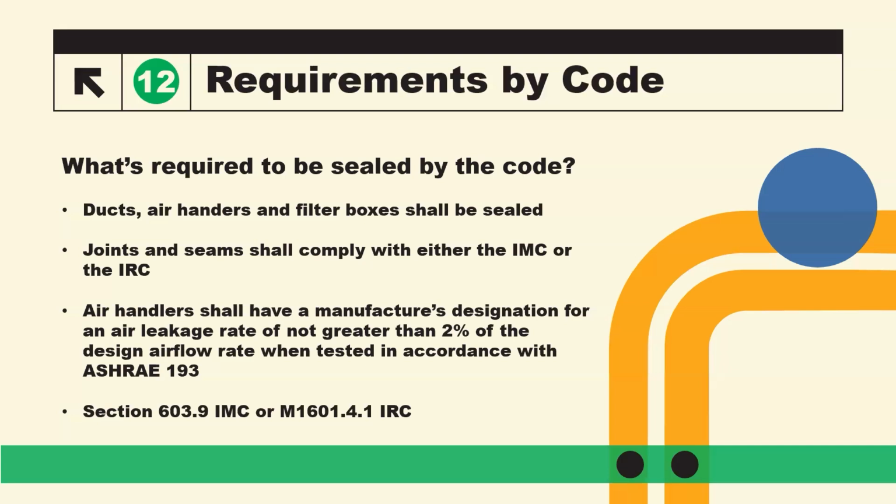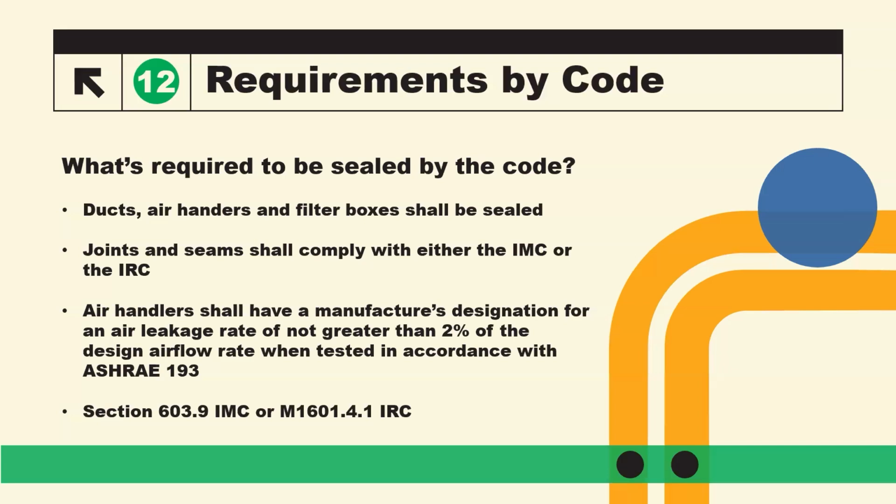So ducts, air handlers, and filter boxes must be sealed. Joints and seams shall comply with either the IMC or the IRC. Air handlers shall have a manufacturer's designation for an air leakage rate not greater than 2% of its designed airflow. And that's, of course, according to ASHRAE 193.